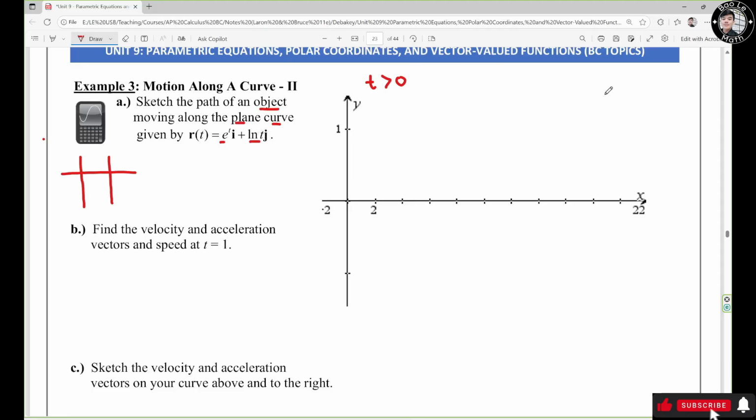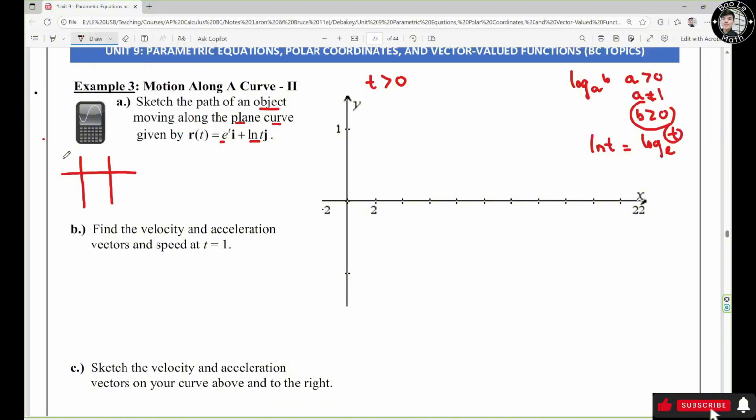Because you know that the domain of the log function is that a is greater than 0, a not equal to 1, and b should be greater than 0, right? Now, natural log of t can be written as log base e of t, right? So b in this situation is t right here, right? So t must be greater than 0, right?